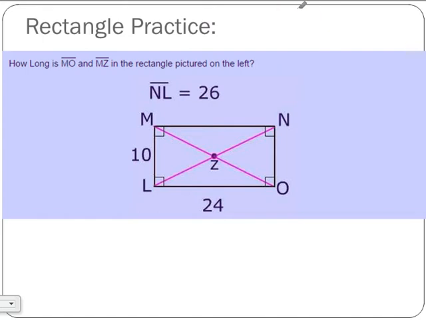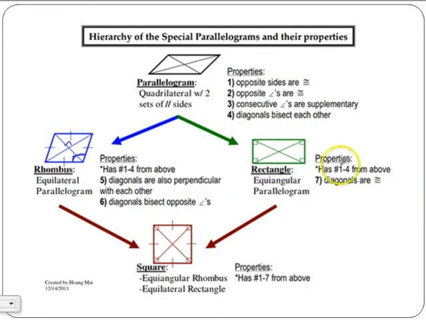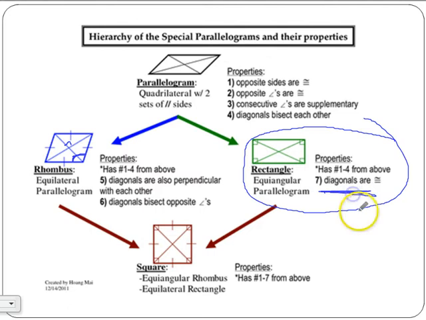Let's have some practice with rectangles and use the properties that we just learned about rectangles. So remember, let's review. Rectangles have all the same properties of a parallelogram, and in addition, we're told that the diagonals are going to be congruent, and all the angles are also going to be congruent. They're all going to be congruent, all the angles.